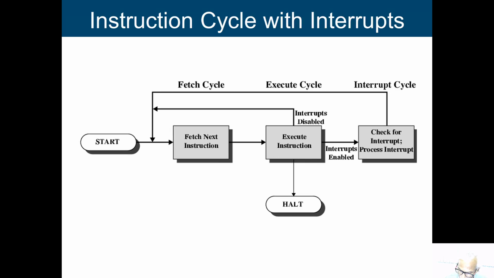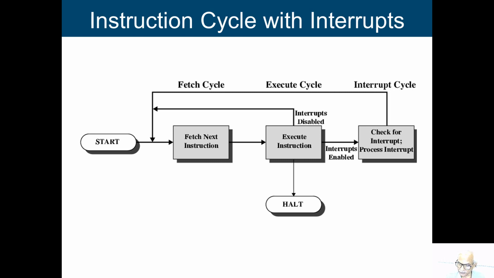If some interrupt is pending, then check for interrupt. If any interrupt is pending, then we will go to the interrupt cycle. Otherwise, if no interrupt is pending, again we will come here and go for the fetch cycle and execute cycle. It will continue, and when we encounter the last instruction or stop instruction, then execution is going to be halted. So, this is the instruction cycle with interrupt handling.